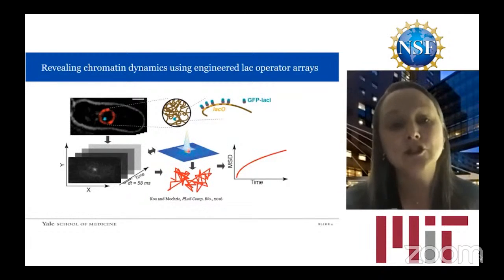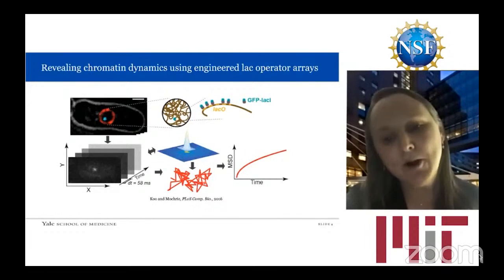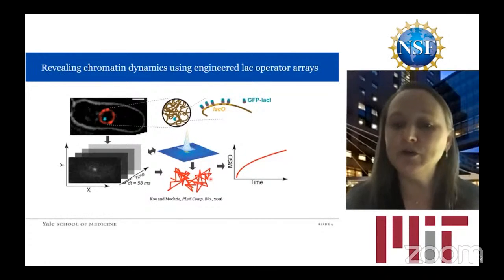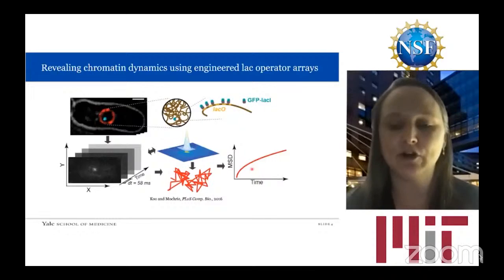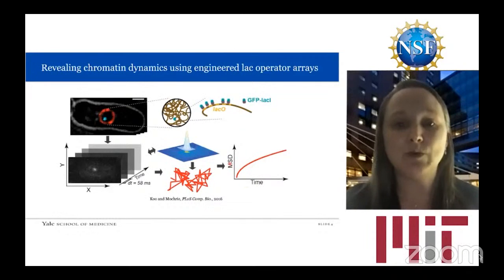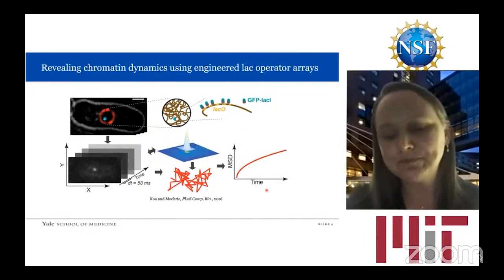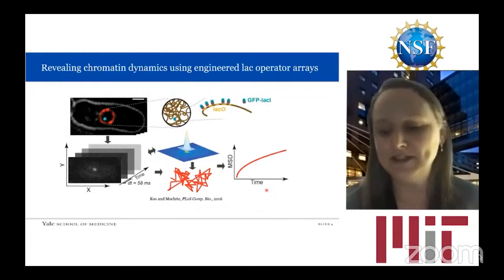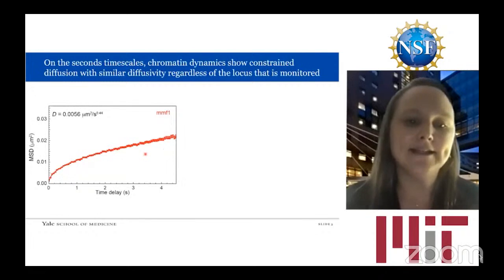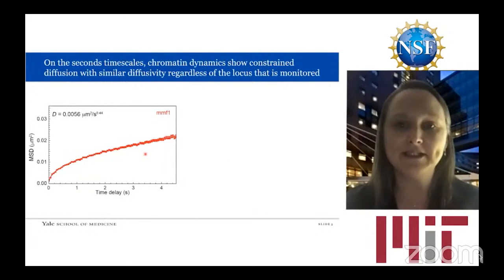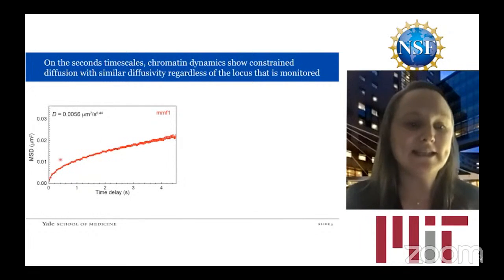Then we can track these particles over time, and I'm just showing you an example of what a particle track would look like. From this particle tracking data, we convert this into an expression of the diffusivity of the chromatin, specifically the mean squared displacement versus time. This is something that has been done in many organisms over many years, and typically what we observe for chromatin dynamics across organisms is an MSD plot, similar to what I'm showing you here.